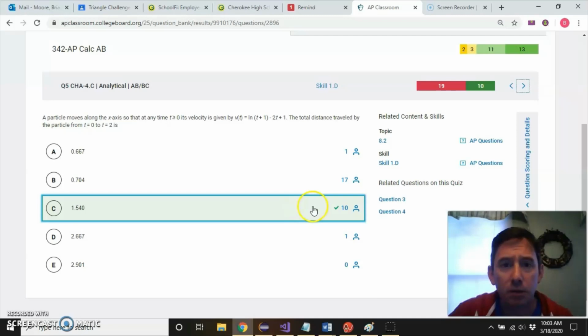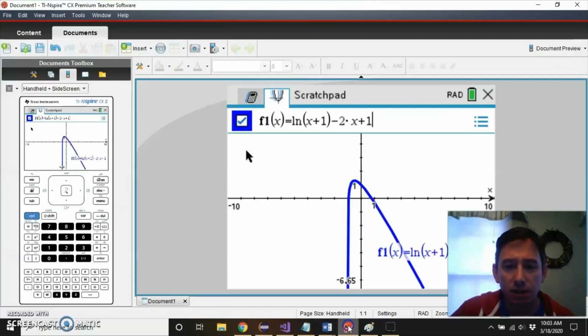Hey guys, I'm going to pop over to my computer for some of the calculator-based questions, just in case I need to pull up the calculator for any reason.